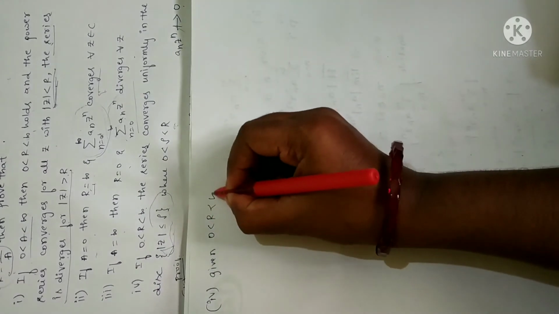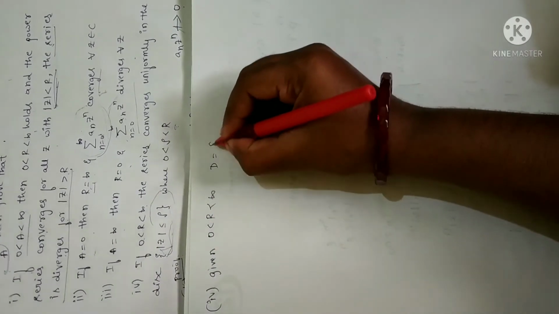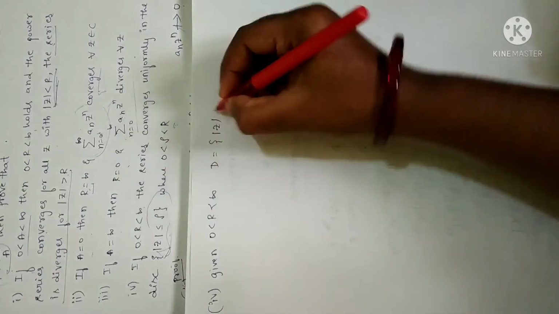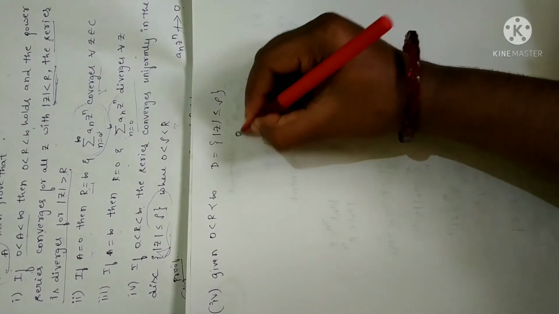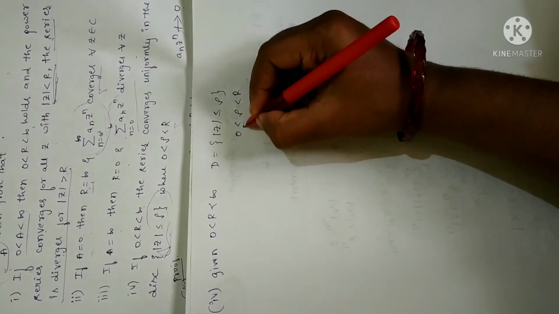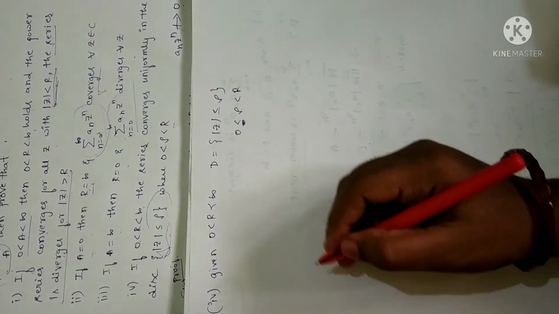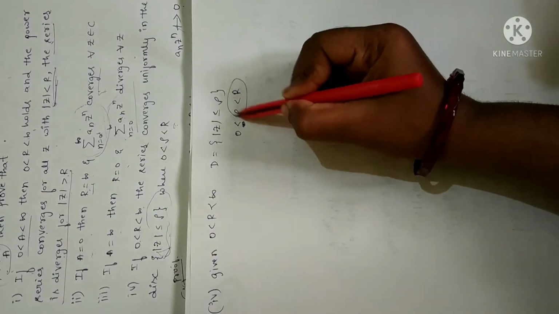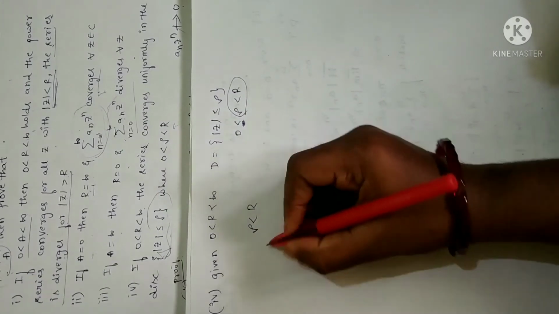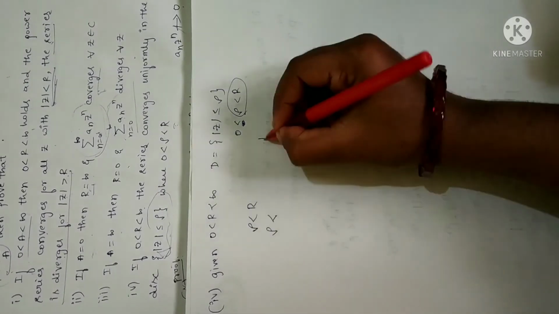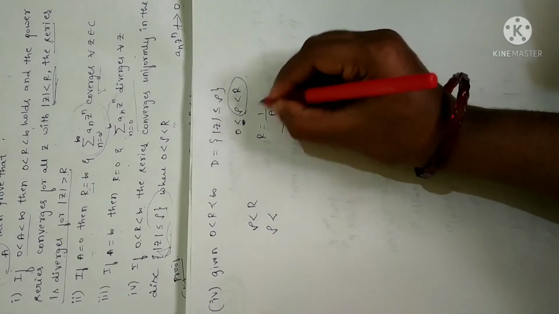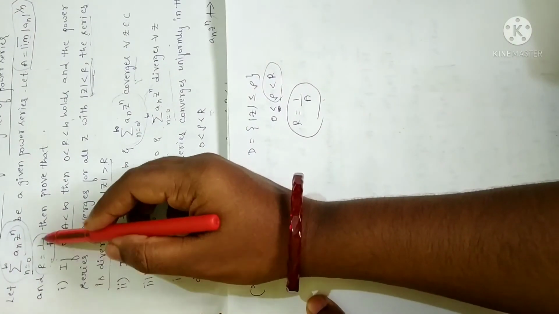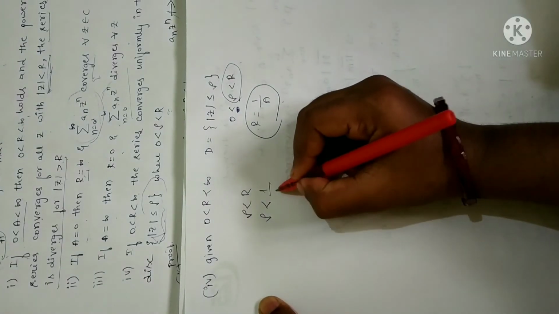R lies between 0 and infinity, and the disk is given by D equals mod z less than or equal to rho, and moreover rho lies between 0 and R. This is the given data. Meaning that rho is less than R. What is the value of R given in the problem? R is equal to 1 by a. So let me replace R by 1 by a.